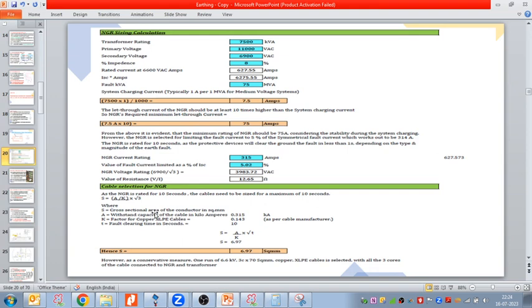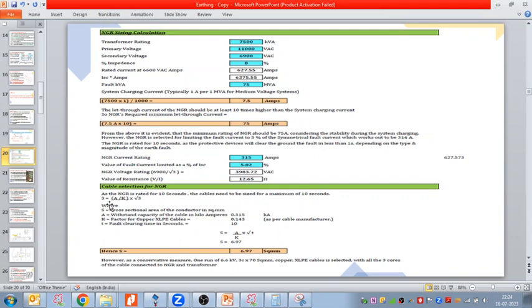And in that calculation there is another step: if a cable has been used to connect the NGR with the transformer, what should be the minimum cable size to connect the resistance to the neutral bushing. As the NGR rating is 10 seconds, that we usually take, I will come to why we take 10 seconds. The cable needs to be sized for a maximum of 10 seconds.